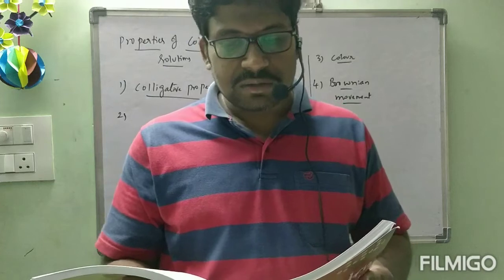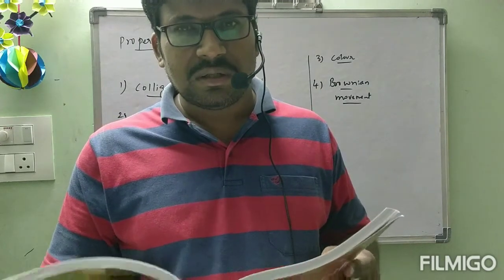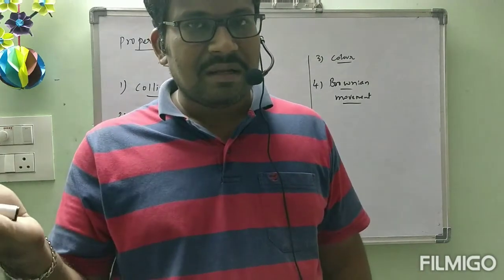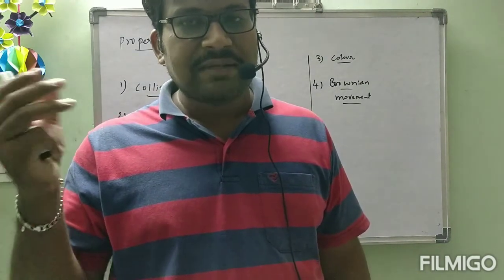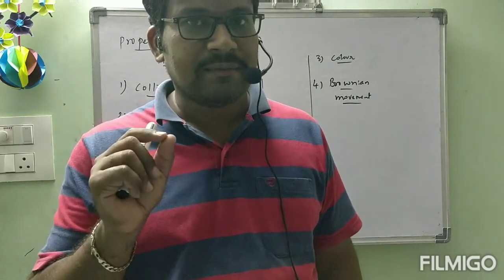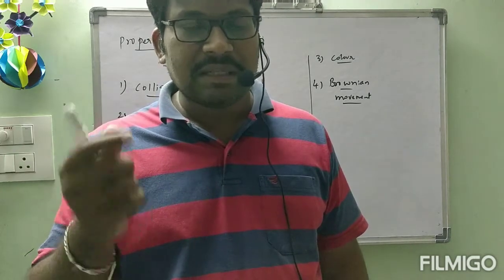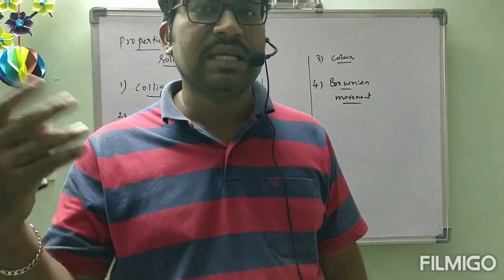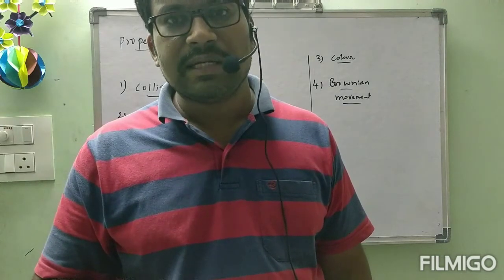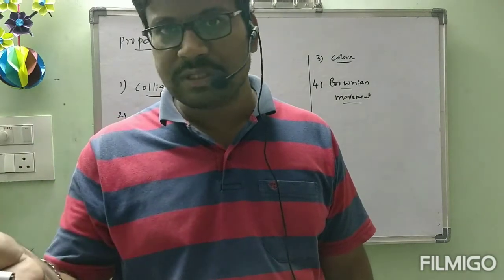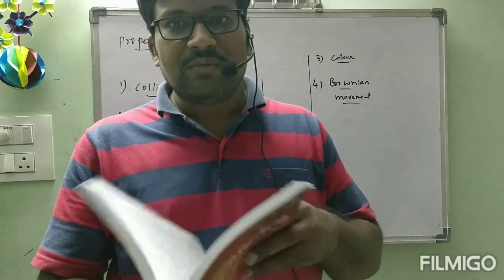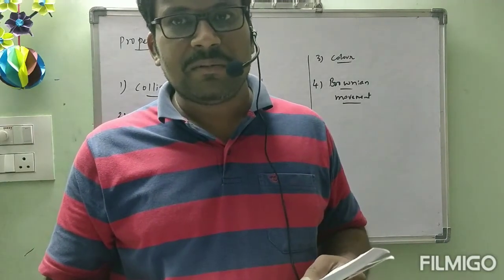Coming to Brownian movement, when colloidal solutions are viewed under a powerful ultra microscope, the colloidal particles appear to be in a state of continuous zigzag motion. These are not very large particles, nor very small; they are of moderate size. These colloidal particles move from one place to another in a zigzag way. That movement is called Brownian movement because it was observed by Brown.